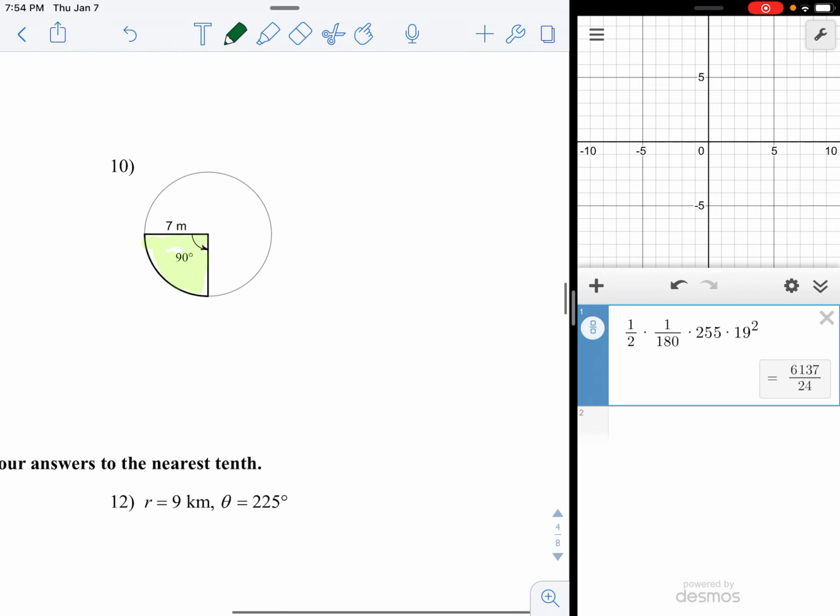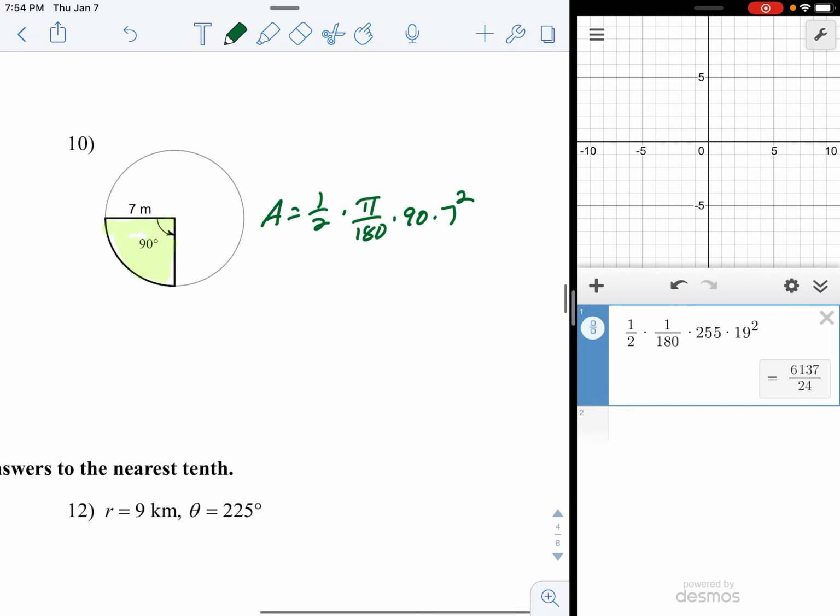Okay, so number 10. How do we do this? A equals 1/2 times pi over 180 times theta, which is 90, times the radius, 7 squared, right? 1/2 theta r squared. My 7 looks funny. I'm going to change it.